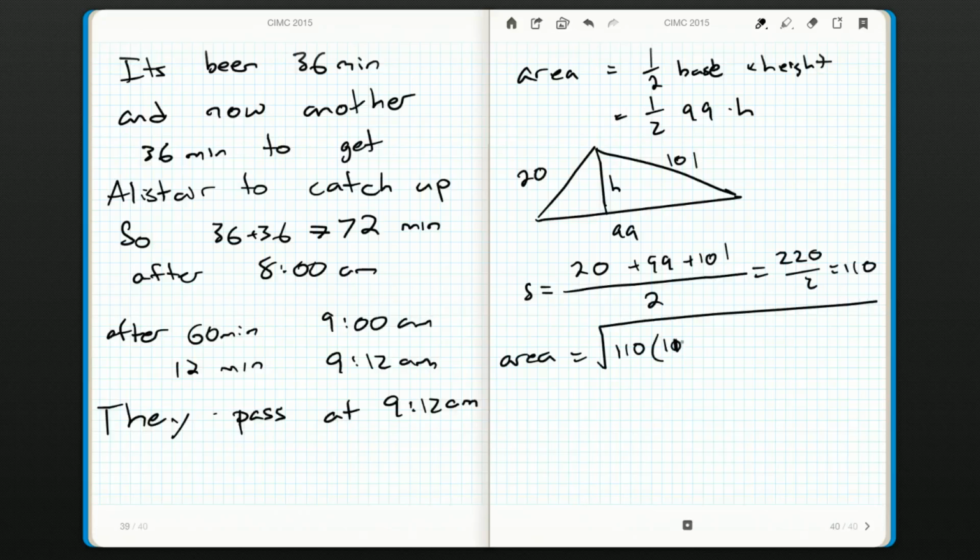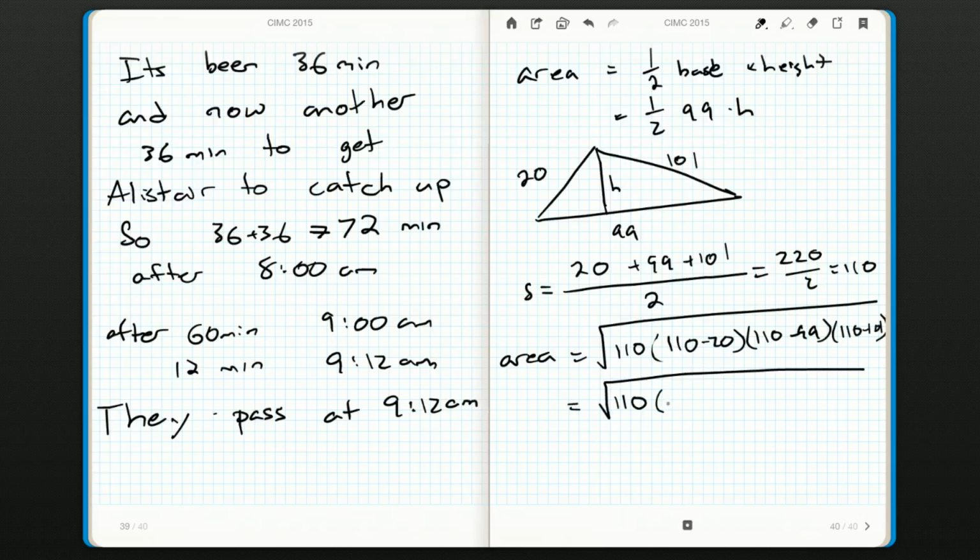So area, and this is one that we'll actually get an actual answer for. 110 minus, geez, that just looks messy. 110 minus 20, 110 minus 99, and 110 minus 101. All right, let's get cracking. 110, we can't do anything about that right now. 110 minus 20, that's going to be 90. 110 minus 99, that's going to be 11. And 110 minus 101, that's going to be 9.